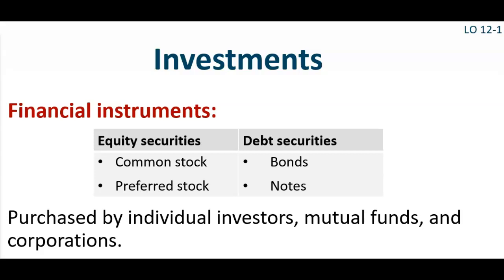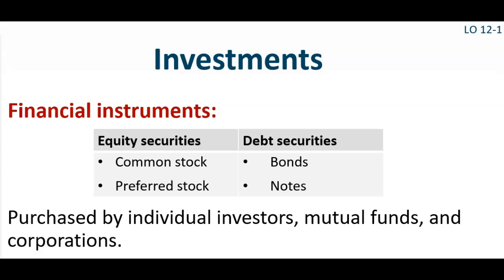Corporations raise funds to finance their operations by selling equity securities, such as common stock or preferred stock, and debt securities such as bonds and notes. These securities are also called financial instruments and are purchased as investments by individual investors, mutual funds, and by other corporations. In later chapters, we'll discuss liabilities arising from equity and debt securities from the perspective of the issuing company.